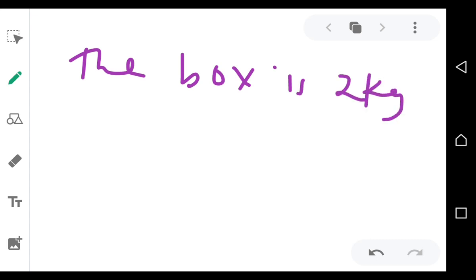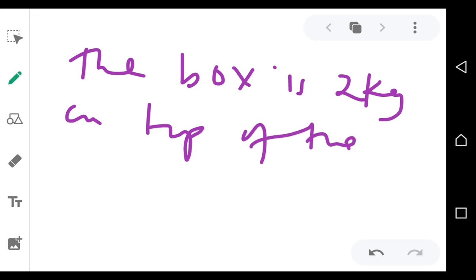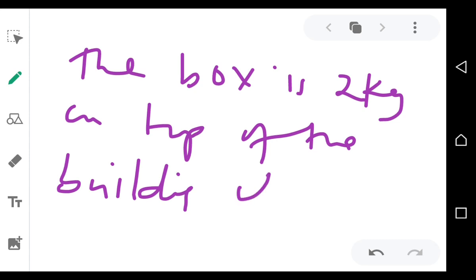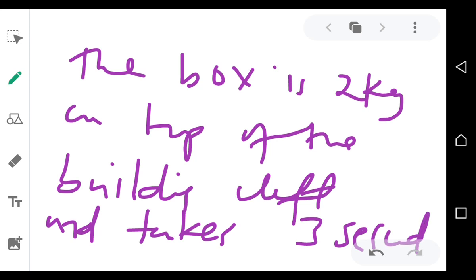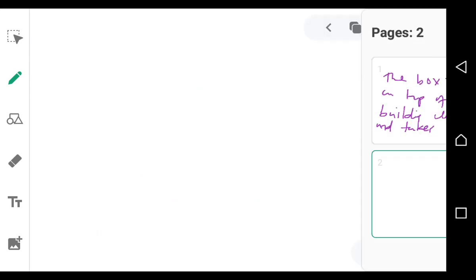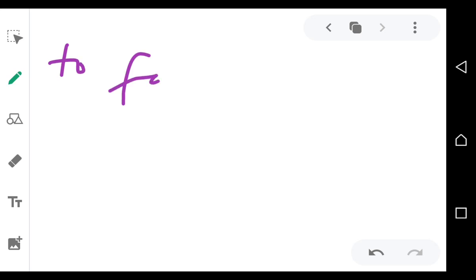Okay, a question came. They said the box is 2 kgs on top of the building cliff, and takes 3 seconds to fall.